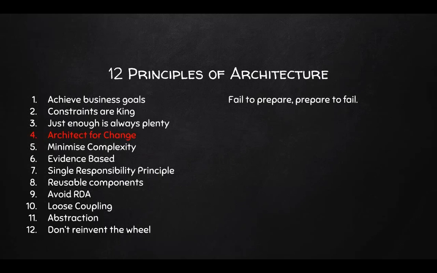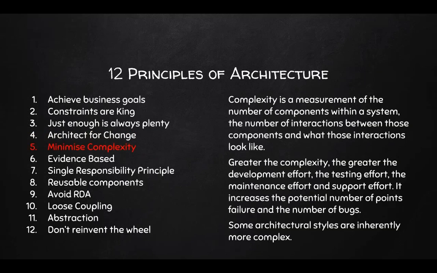The next few principles help with architecting for change. I've talked about this a lot: minimizing complexity, very important. I say minimize complexity, not remove complexity, not reduce complexity. As soon as you go from paper to computer, you've added complexity. So we need complexity. Complexity is a measurement of the number of components you have in your system, the number of interactions between those components, and what those interactions look like.